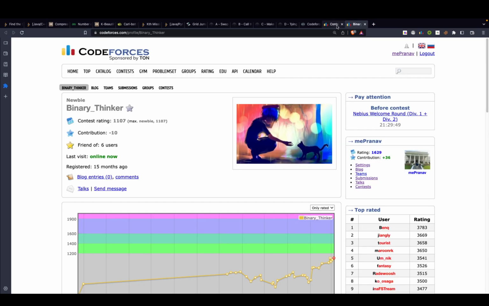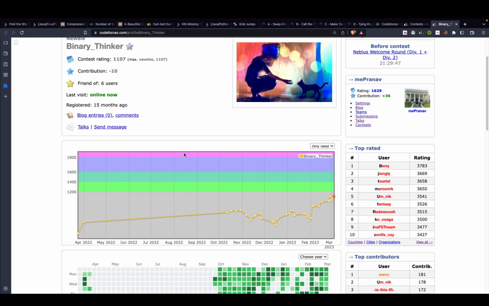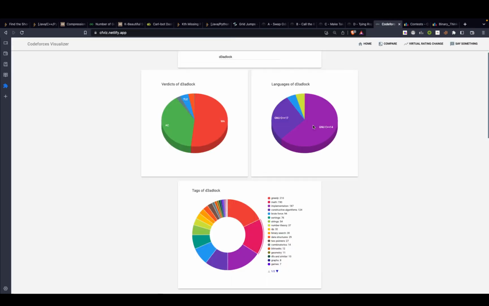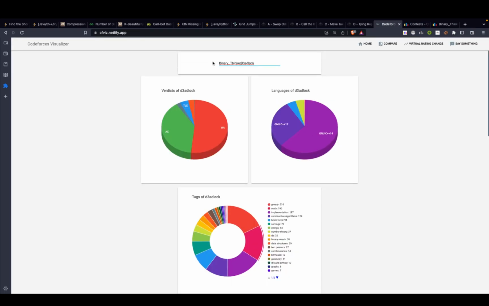Okay, let's see. Okay, so you're just a newbie. The graph trend is pretty good. You're going upwards. Okay, so let's see your practice. Qubit, are you happy with your performance, or you think you could have done better? What's your visualization of it?